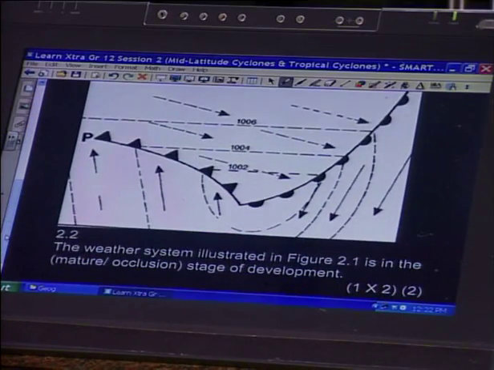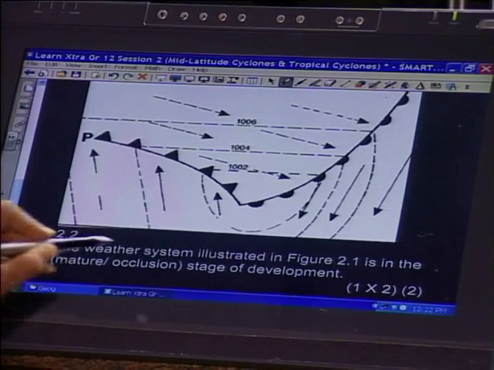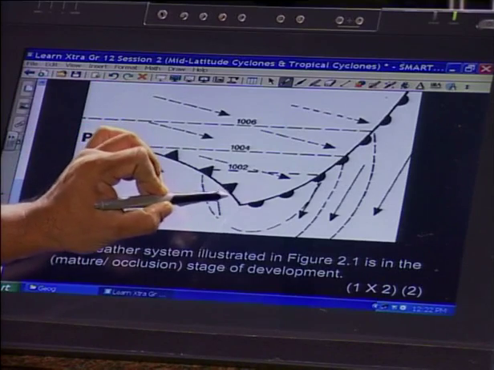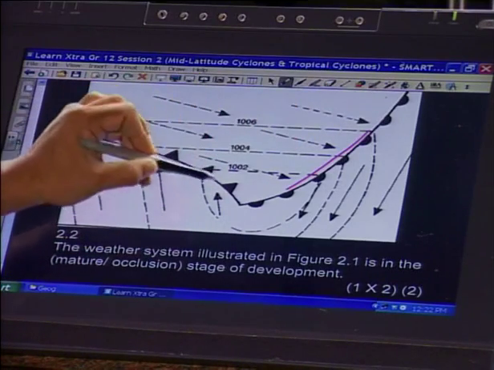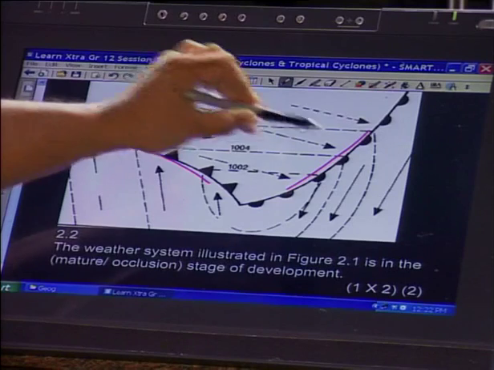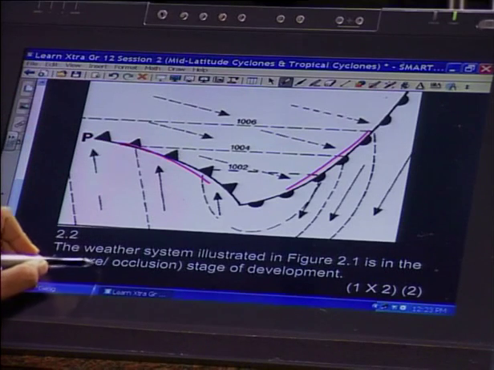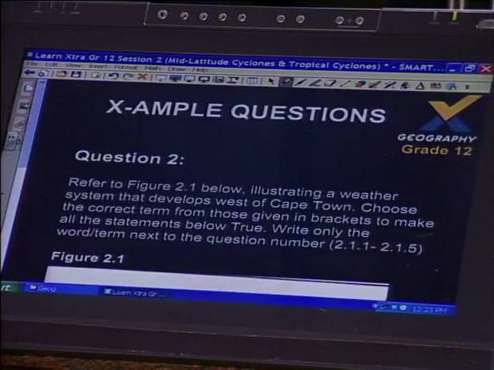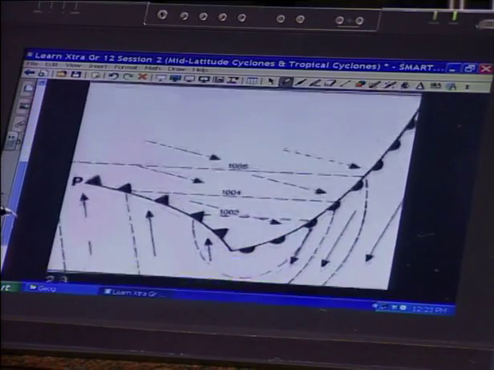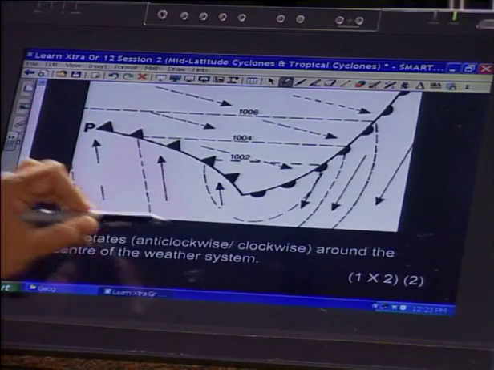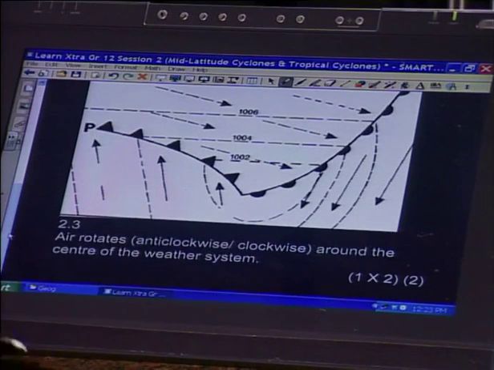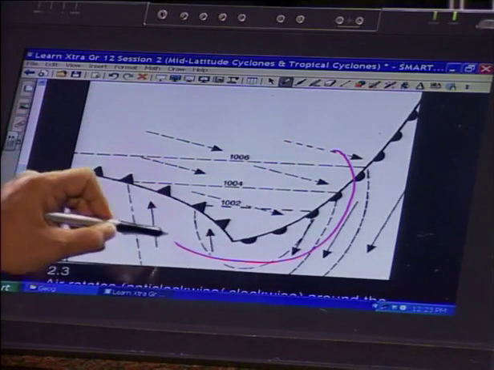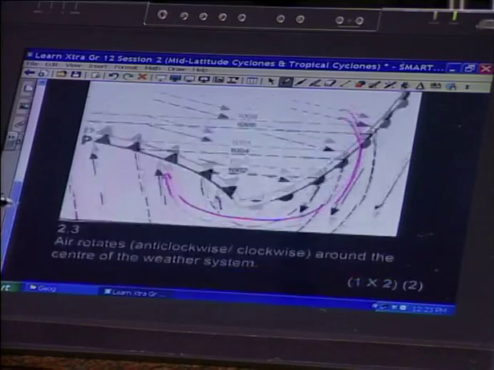The weather system illustrated in figure 1 is in the mature or occlusion stage. You see nothing has joined. It's still separated. This front is separated from that front. So obviously it's in the mature stage. Let's look at the next one. Air rotates clockwise or anti-clockwise around the system. If you look at it here, you can see definitely the arrows are pointing clockwise.